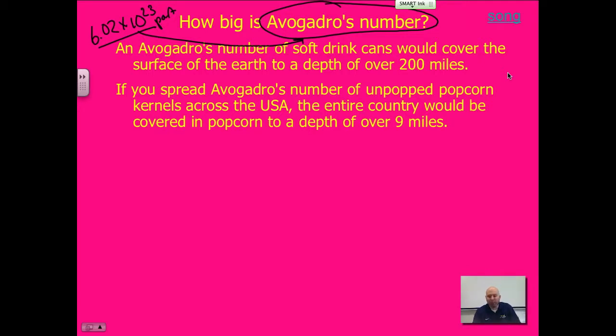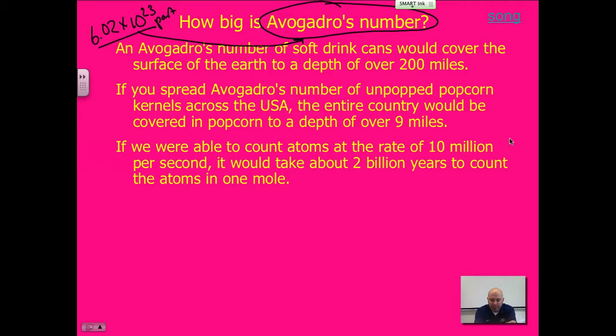Ridiculous number. If you are able to count atoms at a rate of 10 million per second, so 1, 2, 3, 4, up to 10 million in 1 second, it would take about 2 billion years to count the atoms in 1 mole. Ridiculous number. So again, here's an example.